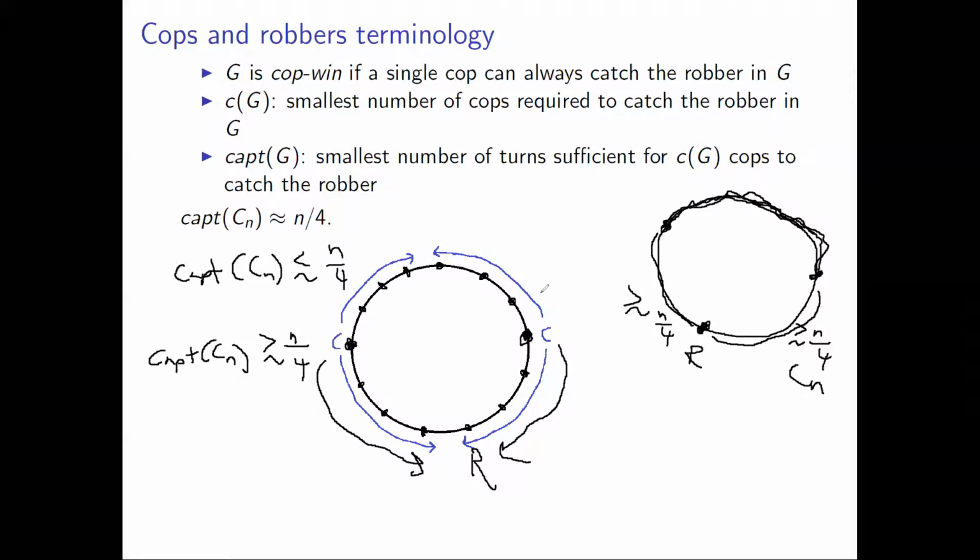And again, I'll mention that Cn here, the capture time, we got approximately n over 4. With Pn, we got approximately n over 2.